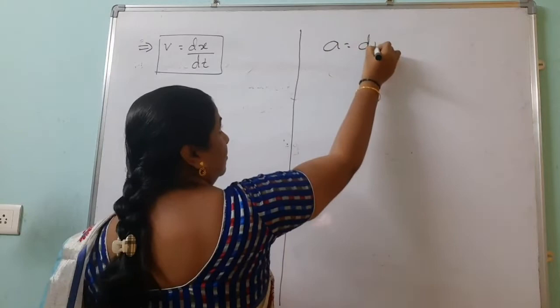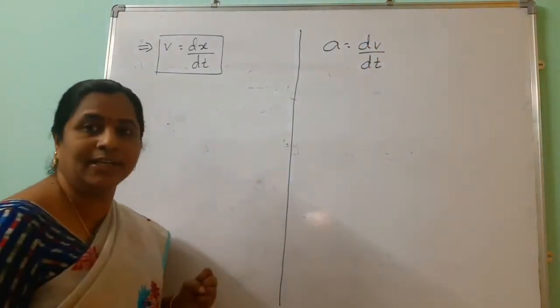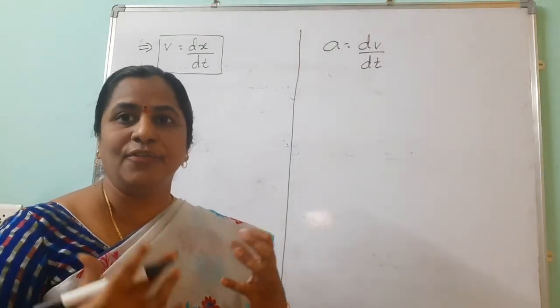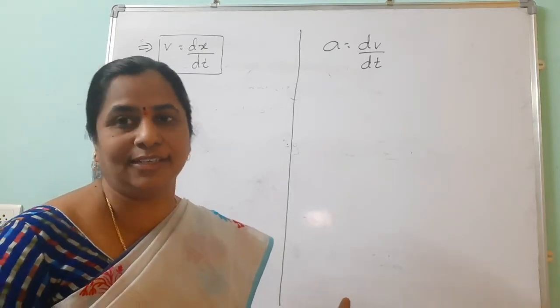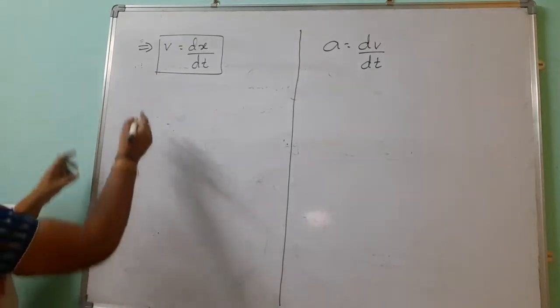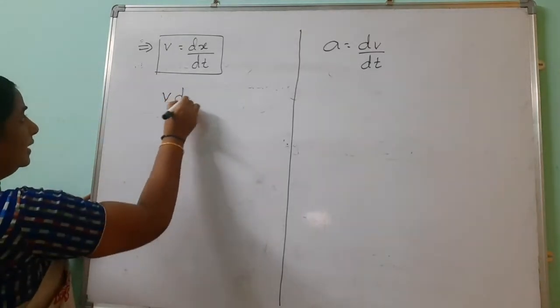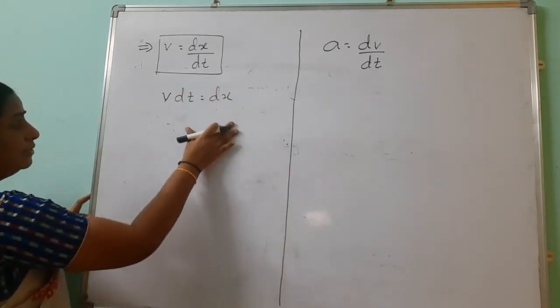One side we are taking the acceleration. Rate of change of velocity is called acceleration. When we do the reverse of differentiation, that is called integration. What we are getting, we are discussing now. Look, we are doing the cross multiplication. V into dt equals dx.